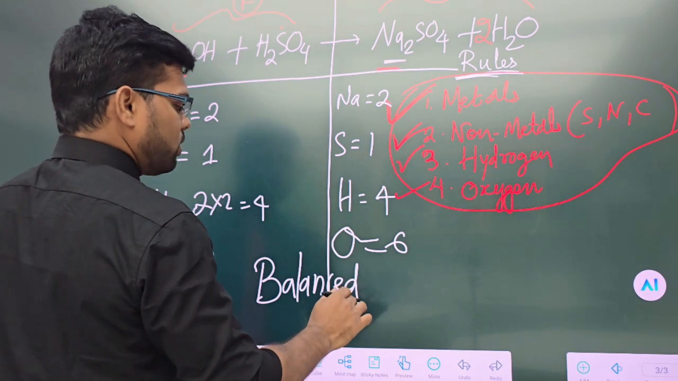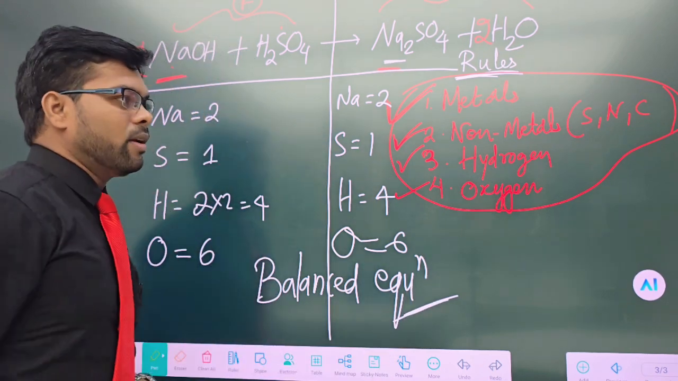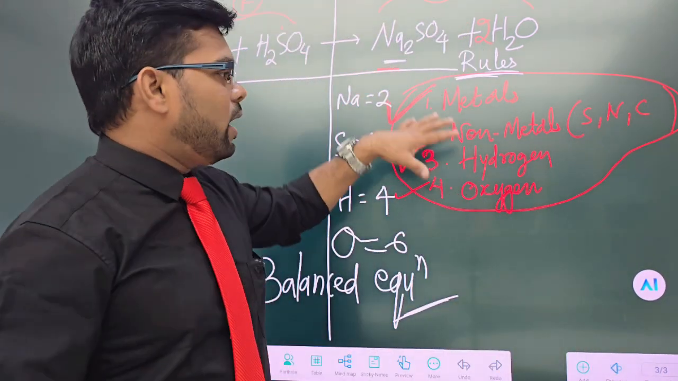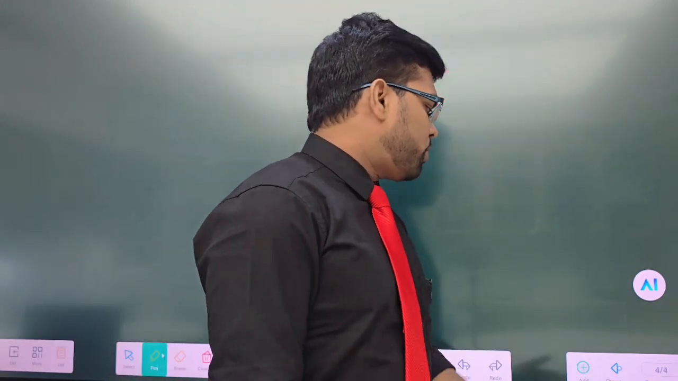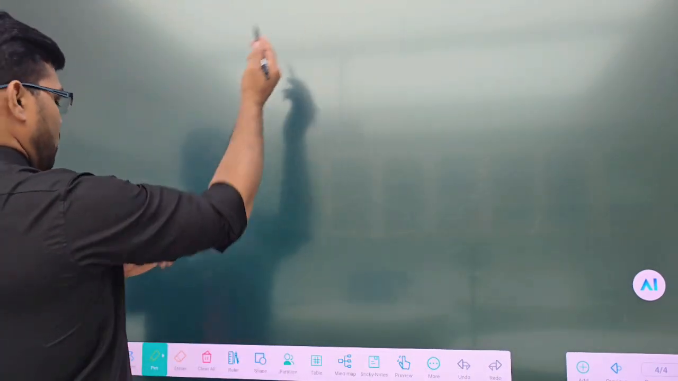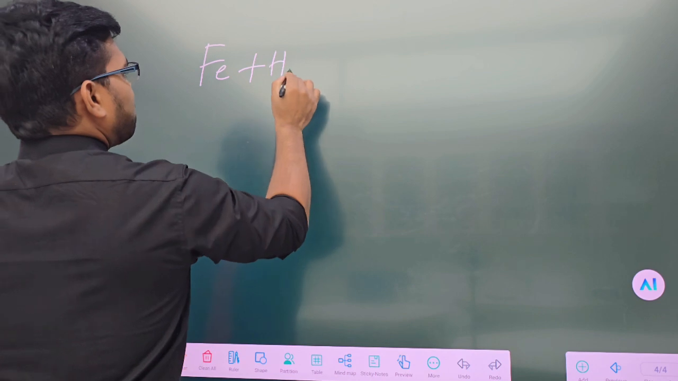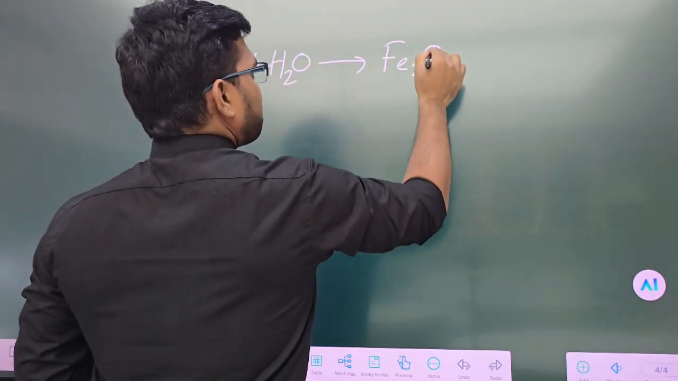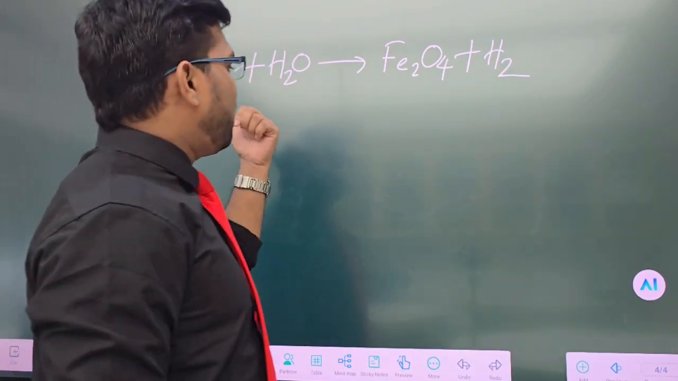This is your balanced equation. Clear? So it's very easy if you know the rules or concept. Let me give you another one, so you try it. Okay, can you try this? When iron reacts with steam at high temperature, it forms iron oxide and hydrogen gas. Okay, can you balance this equation?